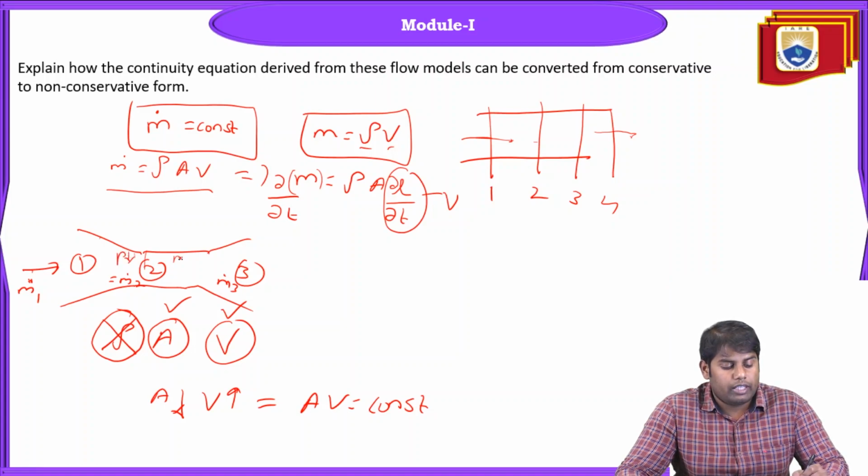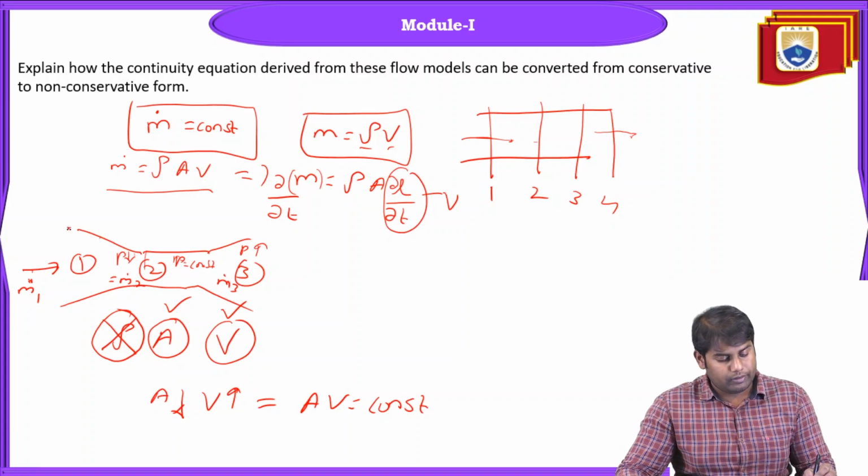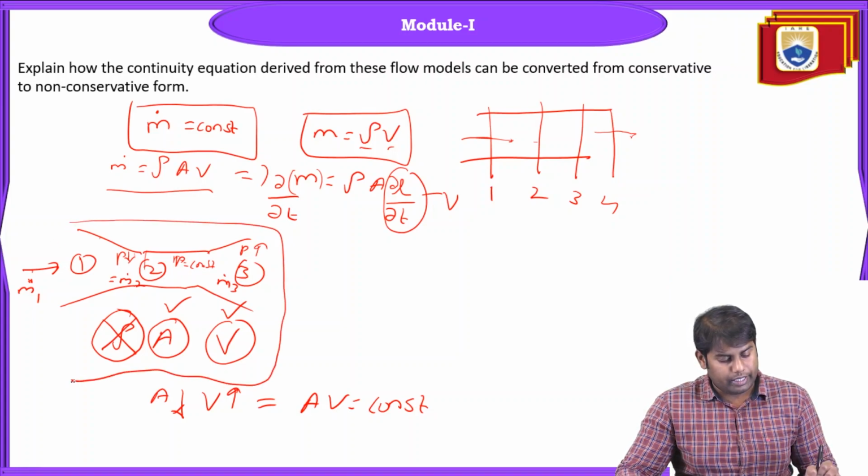So P is constant here, and pressure will increase. Okay, so this is constant, this will decrease, and this will increase. Okay, so this is what happens for this section.